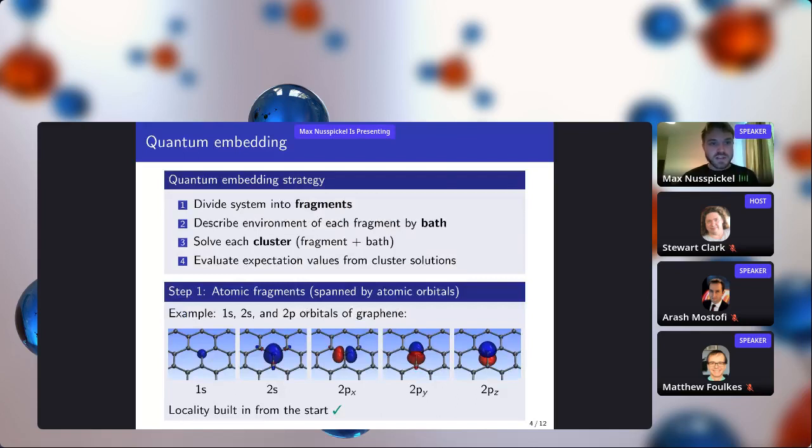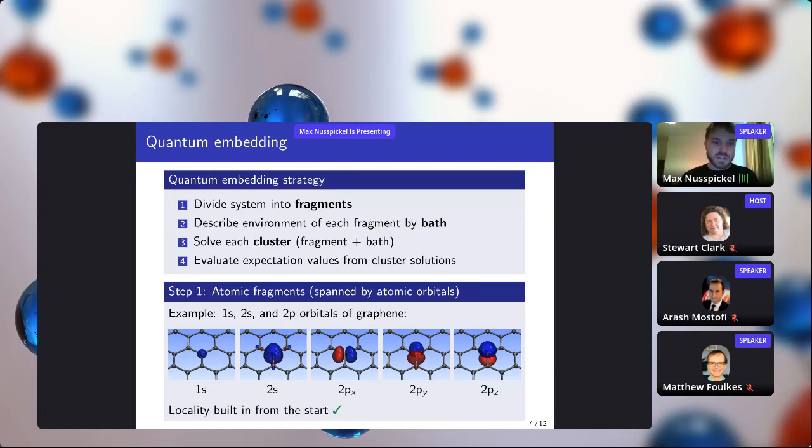And first, this is really an outline that you could think of for any quantum embedding strategy, with these 4 points. The first step is you divide your system into some sort of fragments. And then the second step is that for each fragment, you want to derive some kind of description of your environment. This is usually called the bath in the quantum embedding community, even though you shouldn't think of any thermal bath here.